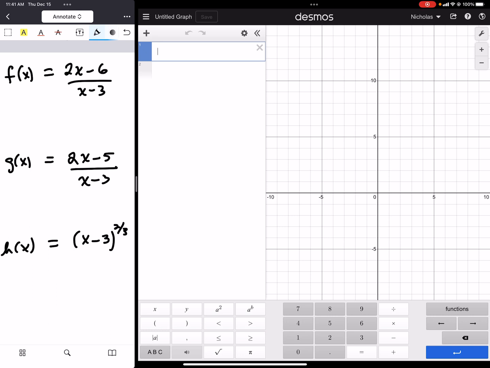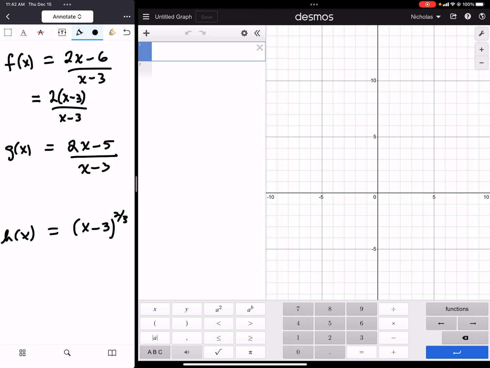So, first of all, let's do something with f of x. Hopefully you notice that the numerator can be factored into 2 times (x minus 3). And algebraically, we could divide by x minus 3 here, and we'll get f of x is equal to 2. There's one problem, though. We cannot divide by 0. The x value that makes x minus 3 equal to 0 is 3. So this division is legal if x is not 3.